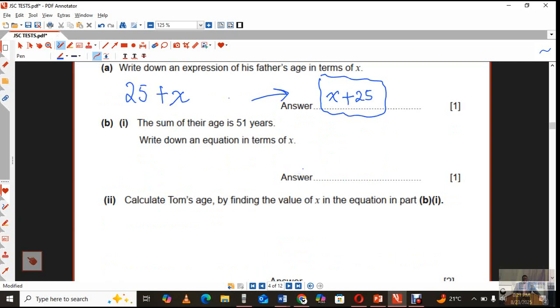Now, the sum of their ages, and remember these are two people. You have got Tom, who is X. You have got his father, and his father is X plus 25. So the sum of the ages of these people, adding the two people's ages, should give you 51. So we're going to make an equation. Obviously, x plus x is 2x plus 25. That is equal to 51. So that's the equation that we were looking for.